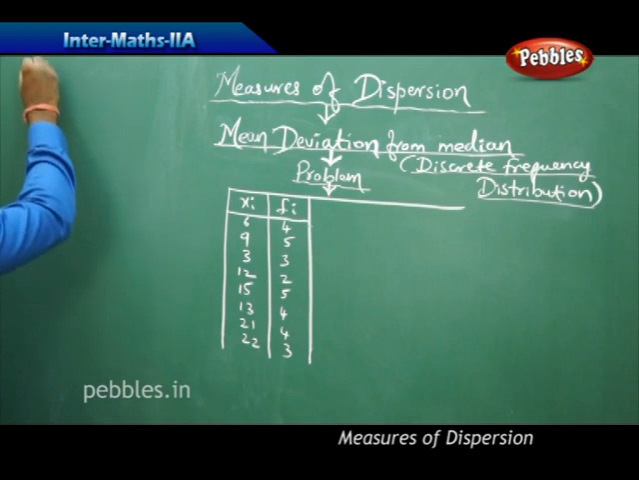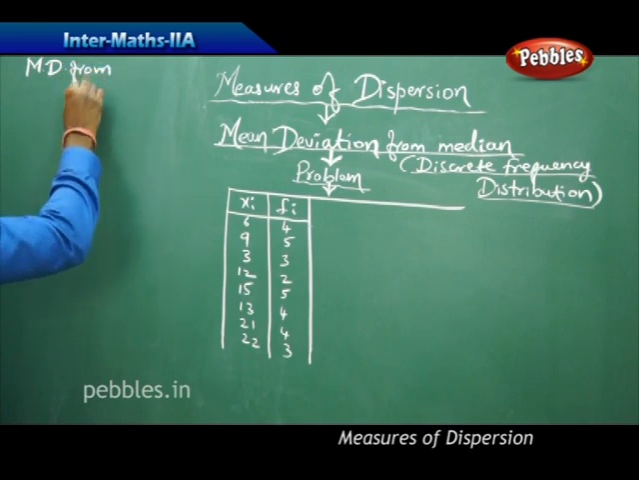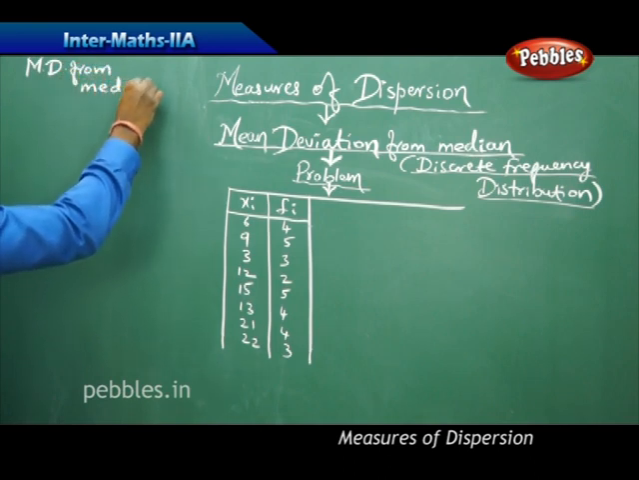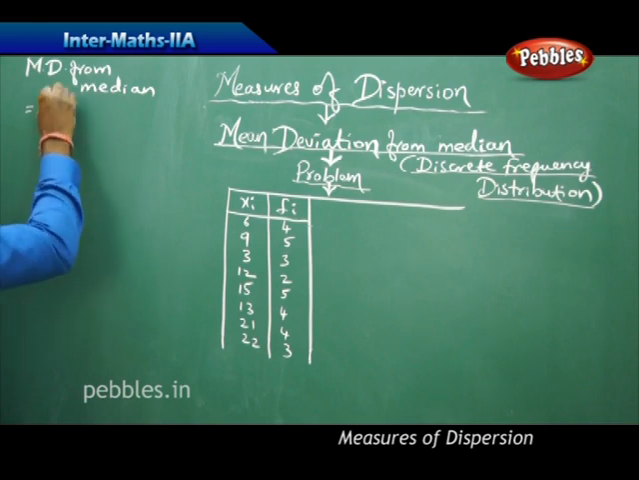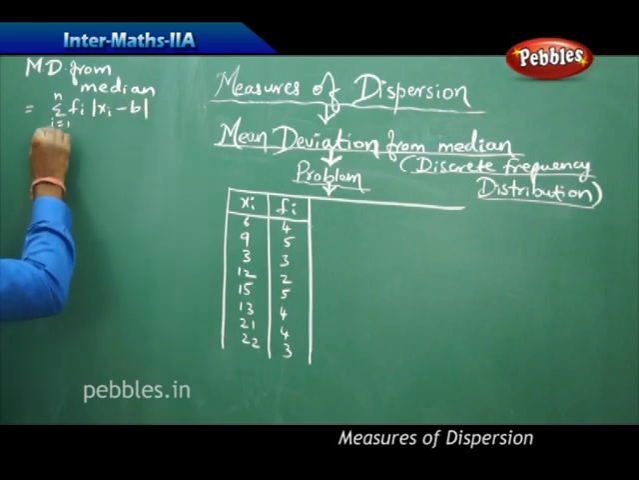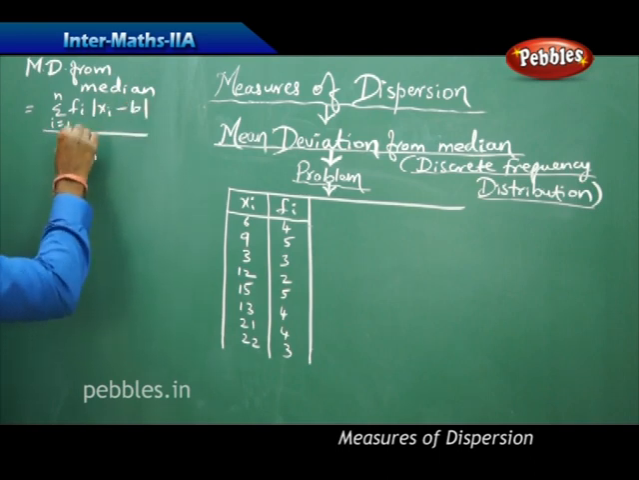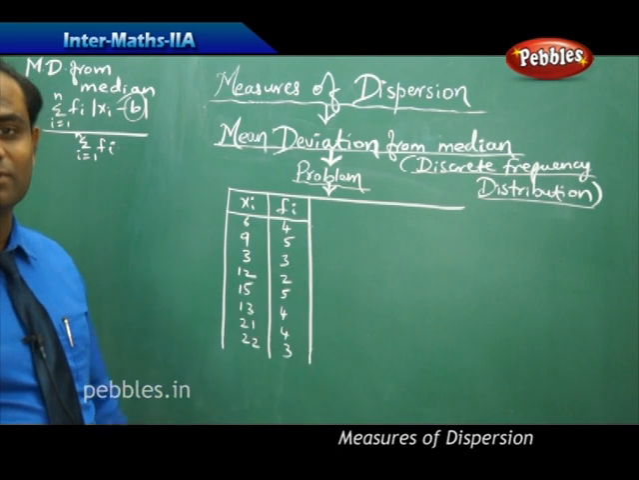Now using this, let's see how we can find the mean deviation. The mean deviation from median is given by the formula sigma i running from 1 to n of fi mod xi minus b, by sigma i running from 1 to n of fi, where b is the median which we are going to calculate for the scores.